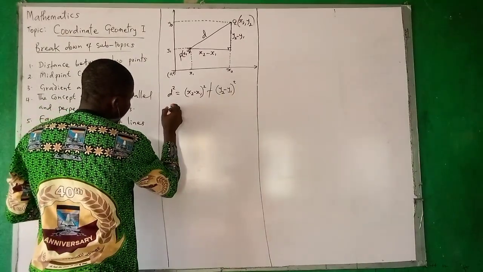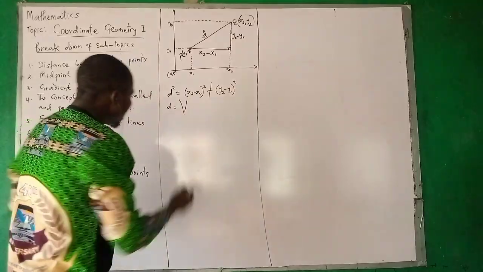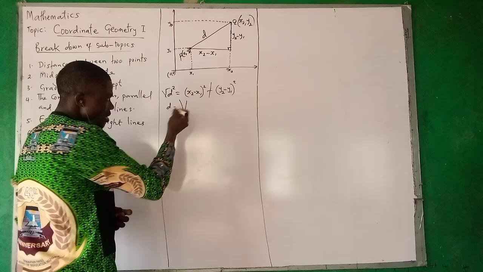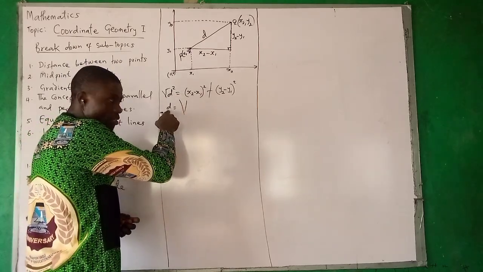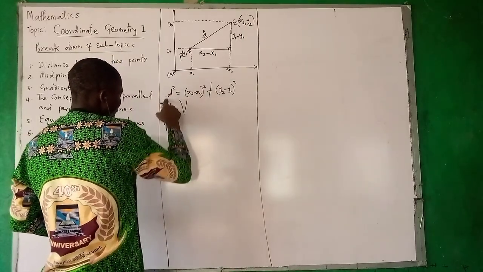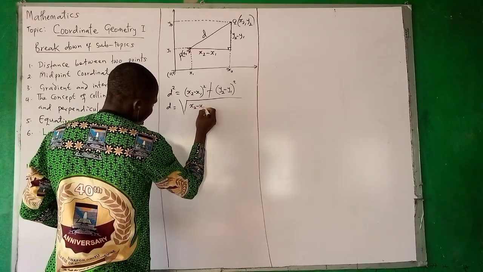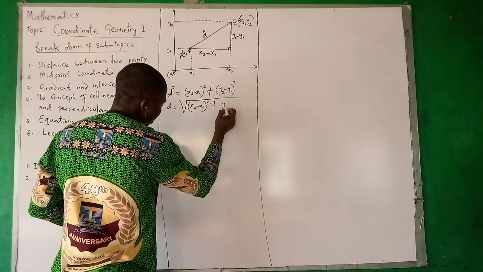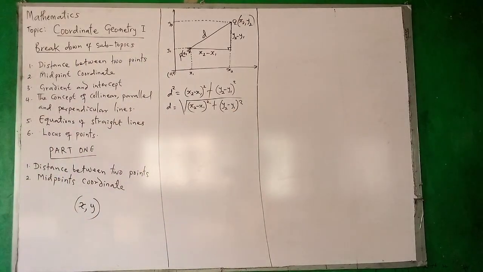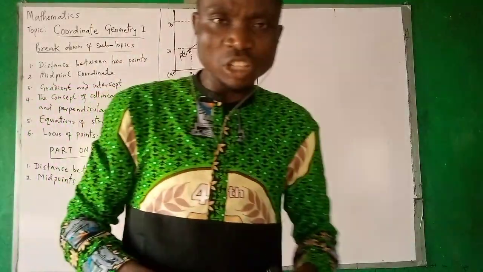Now to get D, which is the distance, you take the square root of both sides. Square root cancels square, so D remains, and you give the same square root to the other side. That is what I did. So D becomes the square root of x2 minus x1 all square plus y2 minus y1 all square. This is the formula to use to calculate the distance between 2 points on a straight line.